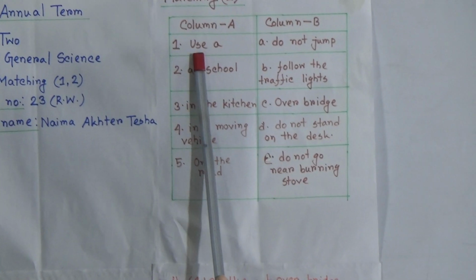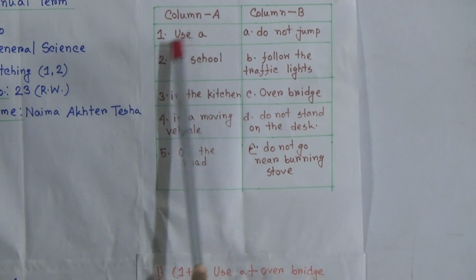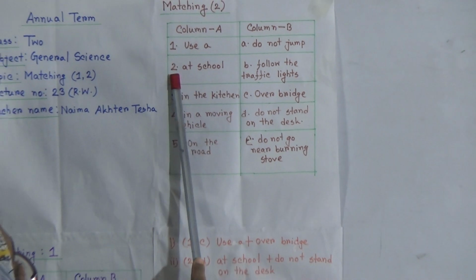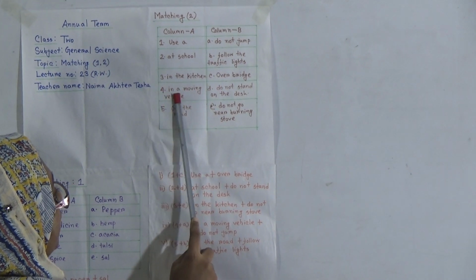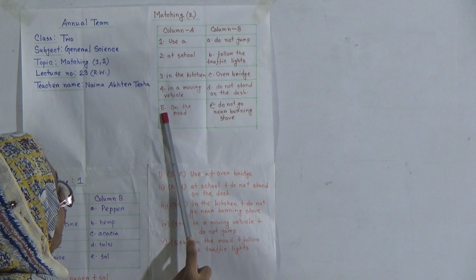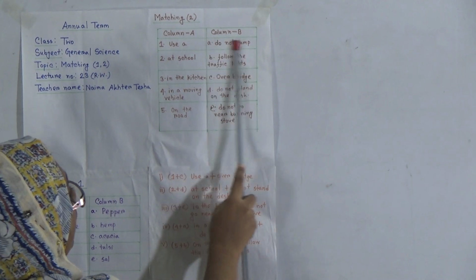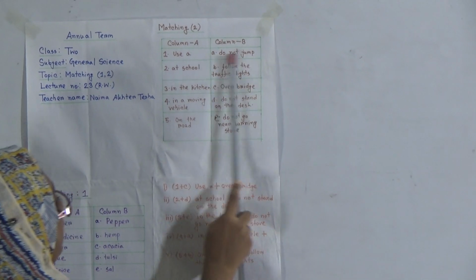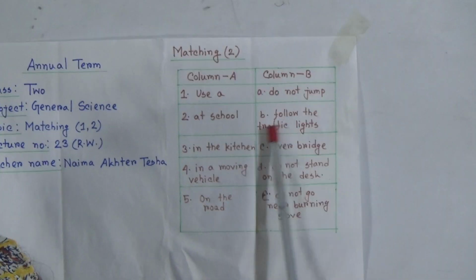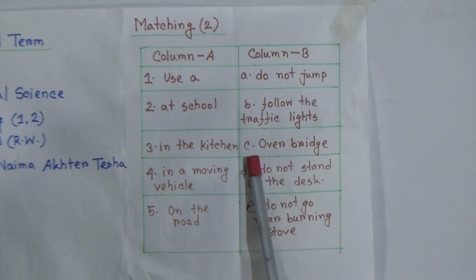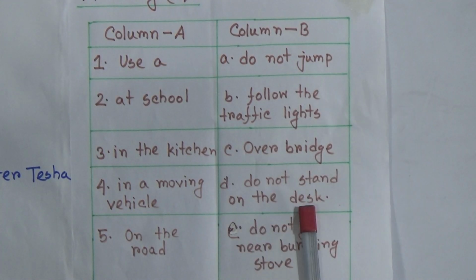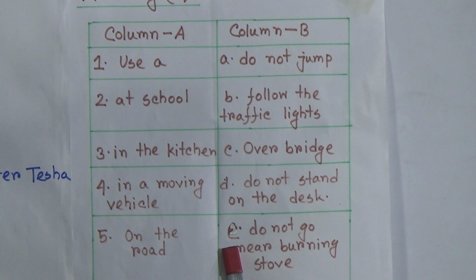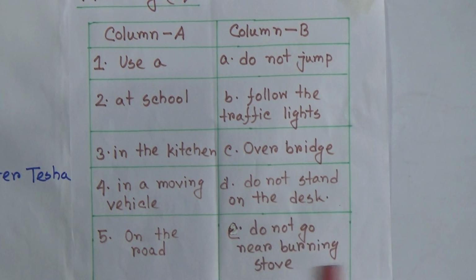Now let's see the second matching. In column A, number 1, use a bridge? No: number 1, use A. Number 2, at school. Number 3, in the kitchen. Number 4, in a moving vehicle. Number 5, on the road. In column B, A. Do not jump. B. Follow the traffic lights. C. Over bridge. D. Do not stand on the desk. E. Do not go near burning stove.